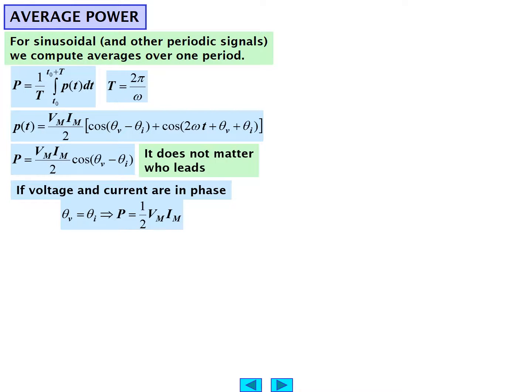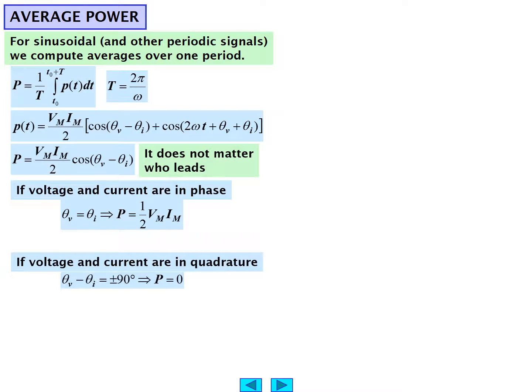If voltage and current are in fact in phase, then theta v is equal to theta I. And for in-phase currents and voltages, the average power is 1/2 V_m I_m. If voltage and current are in quadrature, meaning at plus or minus 90 degrees, then theta v minus theta I is plus or minus 90.